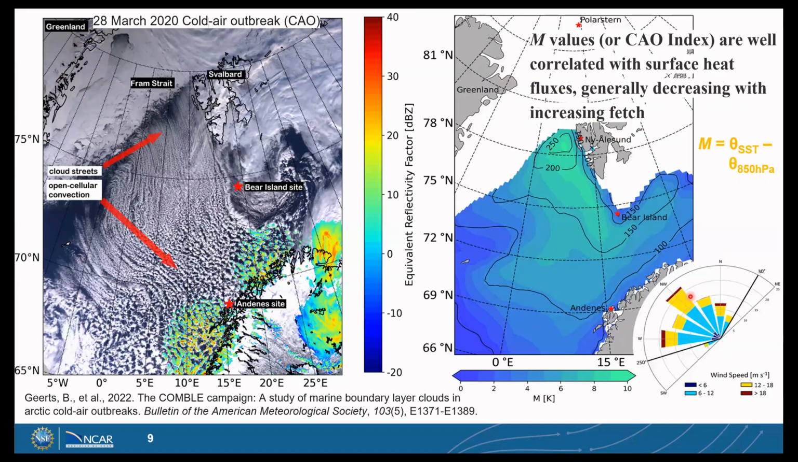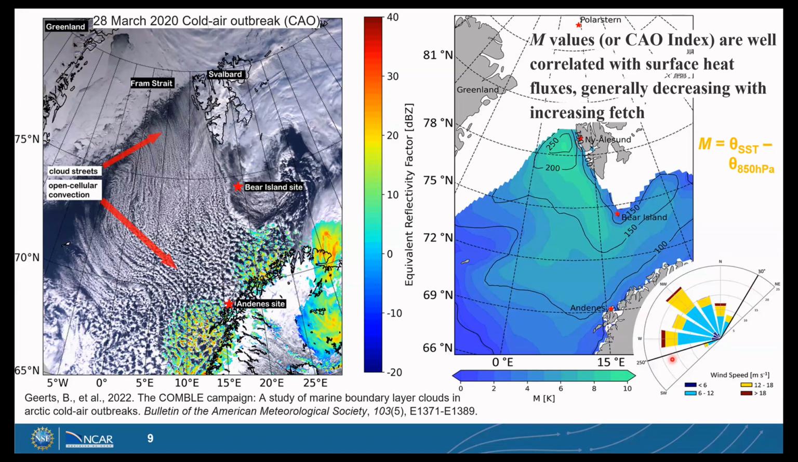Okay, so this is a summary of the conditions during the COMBLE field campaign. The M values, as I say, are just the difference between theta at the sea surface and theta at 850 millibars. So the more positive that is, the stronger the gradient is, and the more unstable it is, the stronger heat fluxes you would expect. That's why in this color fill, where we have M values approaching 10 in the green colors, we have in the black lines the contoured heat fluxes. We see a good correspondence, as you might expect, because the temperature gradient really drives the surface heat fluxes.